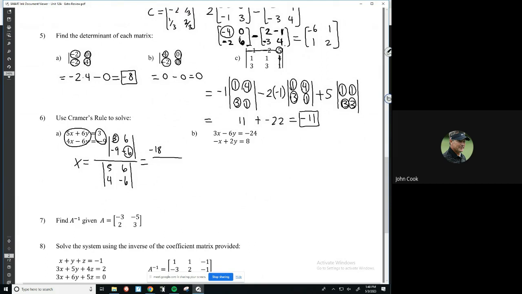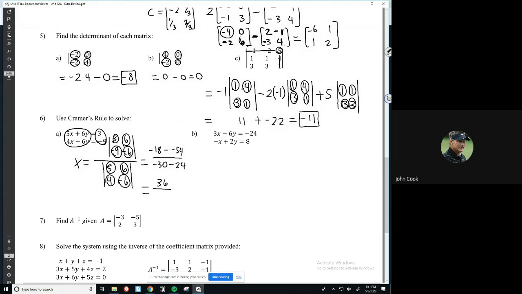And then minus -9 times 6, so minus -9 times 6 is -54. And then in the denominator, 5 times -6, -30, minus, and then it'd be 4 times 6, which is 24. All right, so let's see what we end up getting here. -18 plus 54 would be 36.